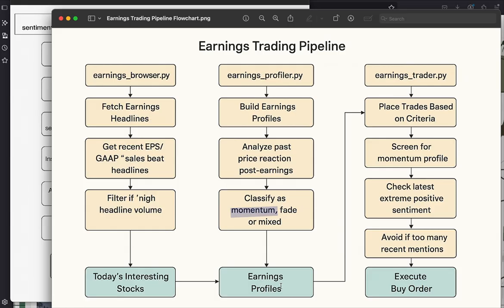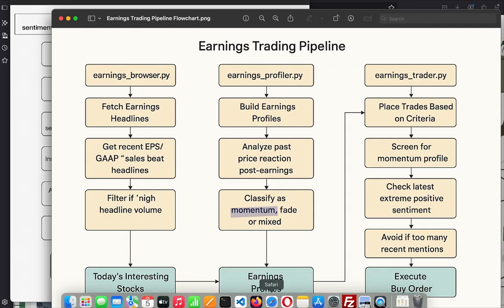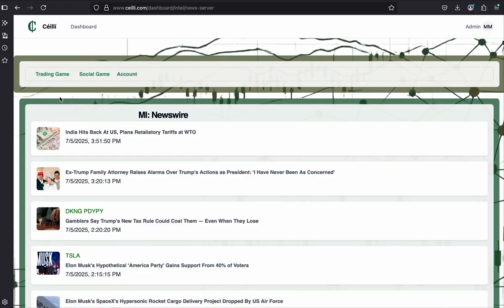Then we feed these earnings profiles into the earnings trader, and it's going to place some trades based on certain criteria. It screens for the momentum profile and checks the latest extreme positive sentiment, and it also checks if the sentiment volatility index for that symbol or ticker is too high. If so, it does not place a trade, because that's too much white noise and might be an artificial signal. So that's how this earnings pipeline works, and that's how the sentiment trading works.